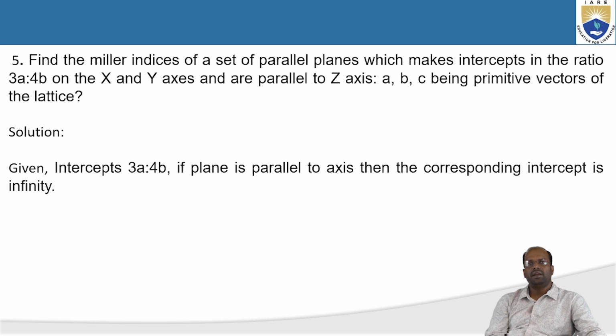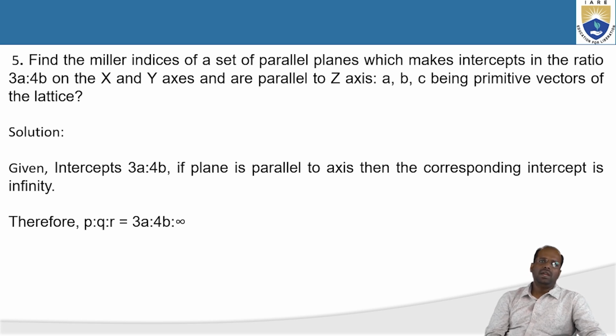Here, the intercepts are 3a, 4b. If a plane is parallel to an axis, then the corresponding intercept is infinity. So the c intercept is infinity. We represent the intercepts as pa, qb, rc. So here we got 3a, 4b and ∞c. rc is nothing but infinity, so that infinity value we are taking.